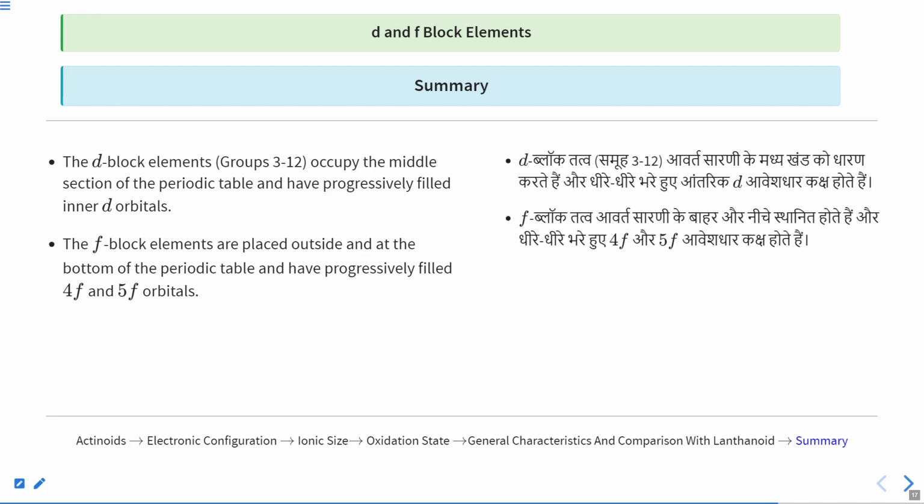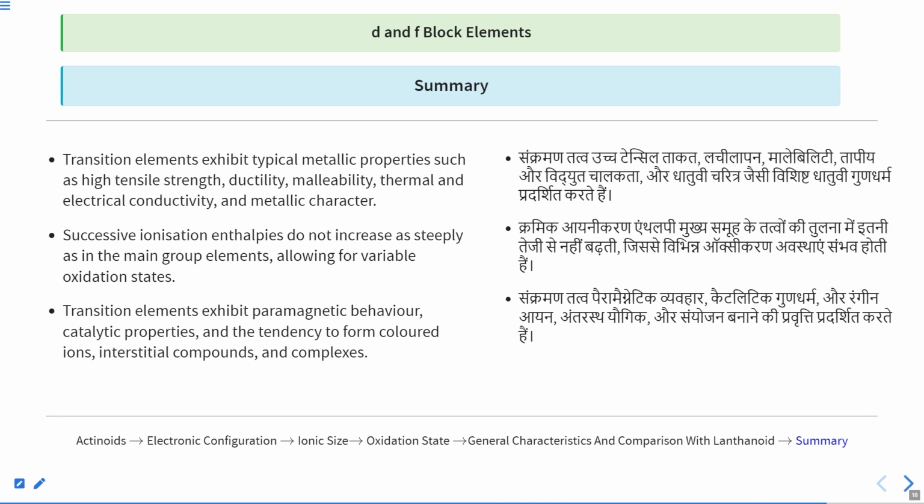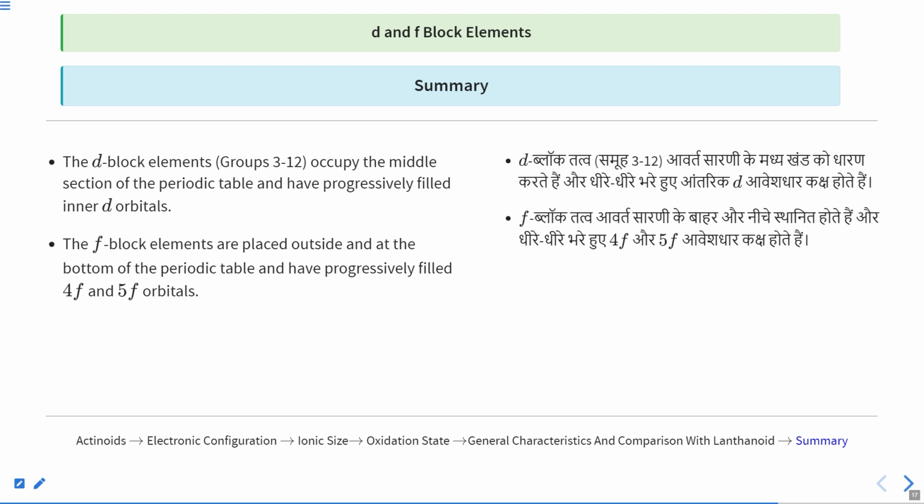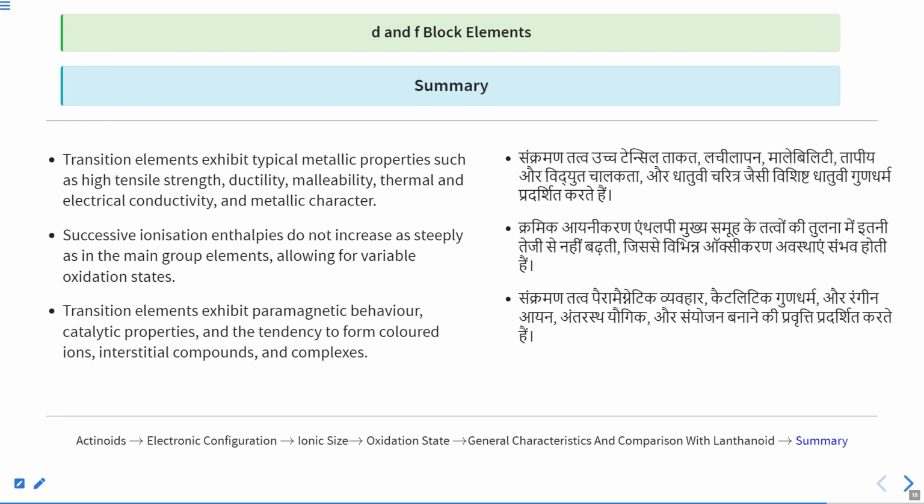The d block elements occupy the middle section, and the f block is progressively filled. So let us summarize the d and f blocks, right? If I talk about the summary, the d block elements start from group 3 and go to group 12, whereas the f block elements are on the downside. Transition metals are typically metallic because they have properties like ductility, malleability, and thermal and electrical conductivity, and their successive ionization enthalpies do not increase that rapidly because of the presence of d orbitals.